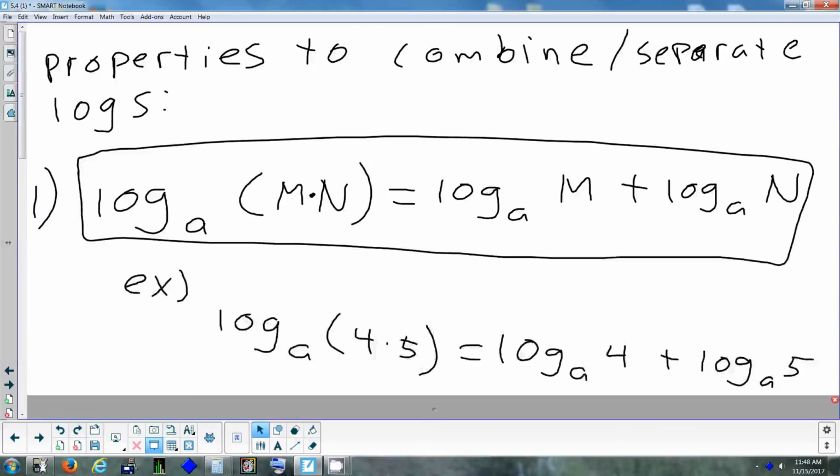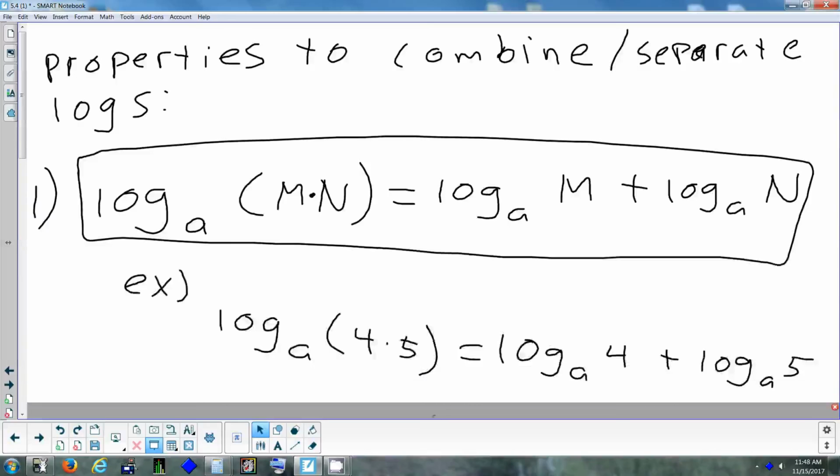So an example with numbers, right there. Just let m equal 4 and I let n equal 5 and I wrote the same thing. Notice the base always stays the same. Whatever the base was to start with, that's the base you're going to use when you finish.